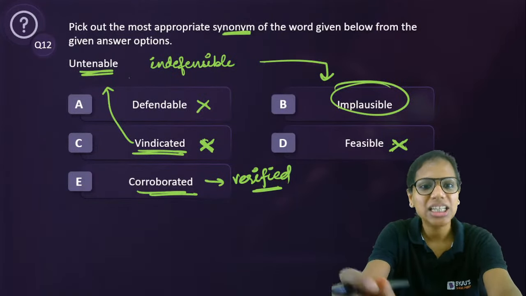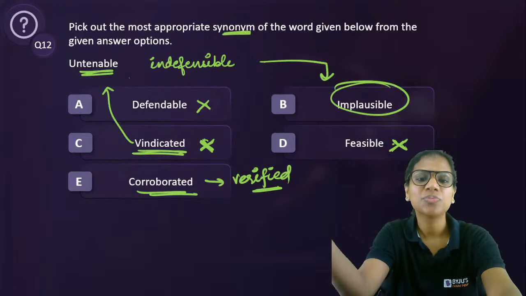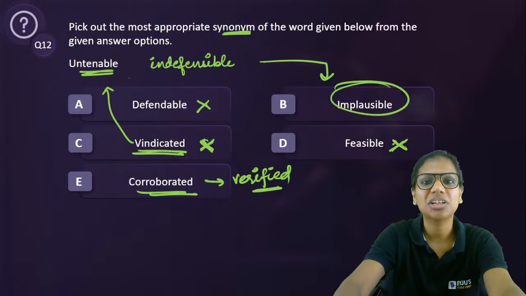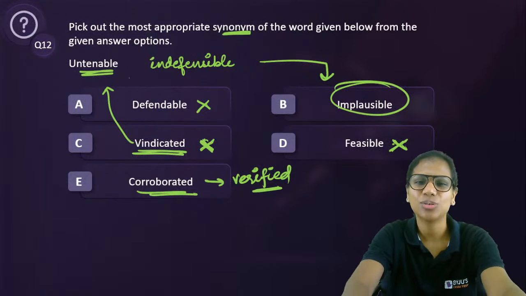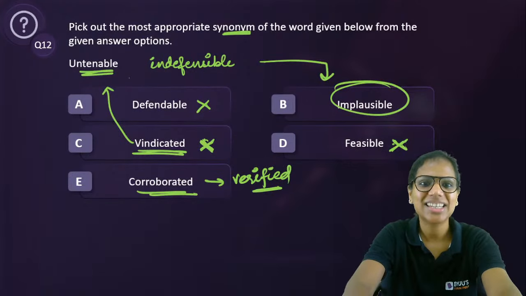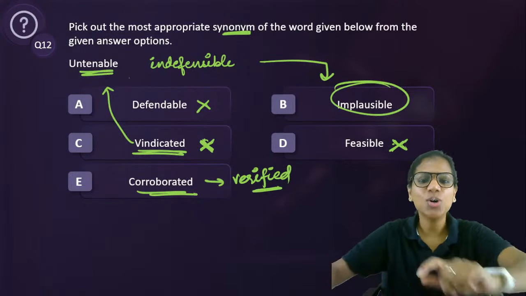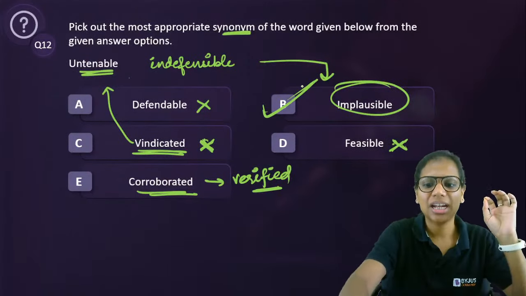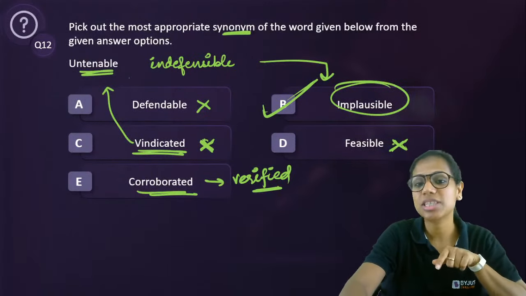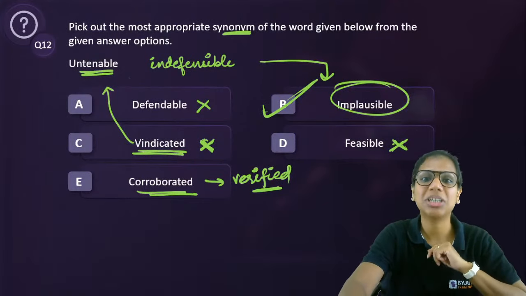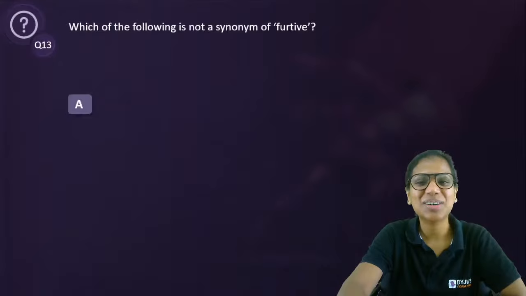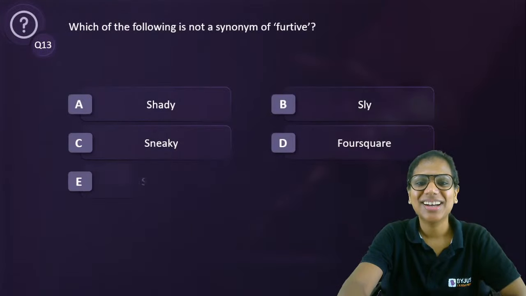Corroborate. Untenable is also used a lot in the court. Vindicated, right. Implausible can be used in logic, right. If you give me an argument that I don't find very logical, I say, this is implausible. Based on this, we know that our answer is B, Bangalore, and untenable is a high frequency word indeed. So you should know its meaning. You should watch some legal dramas and then you will come across this word.